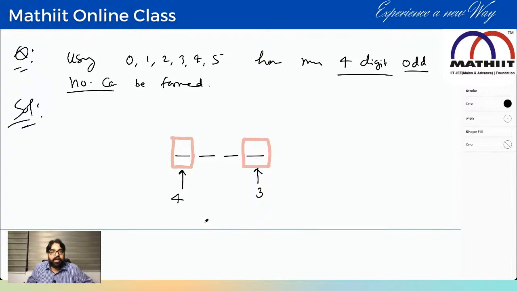Have you understood the point? Now, no restriction here. This place can be filled by the total, how many are there? 6. So 4 ways, and this place can be filled in 3 ways. The answer will be 16 into 9, whatever, 144, no? 144, yeah. Is this clear to everybody?